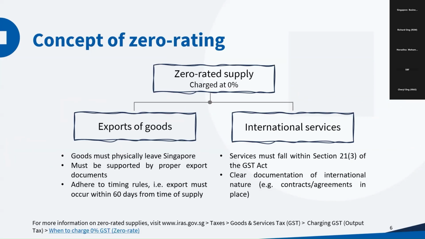For international services to be zero-rated, the services must fall within Section 21(3) of the GST Act. You also need to have clear documentation, such as contracts and agreements, to show the international nature of the services. It is important to note that just because you are dealing with an overseas customer, it doesn't mean that you can definitely zero-rate your supply. You must ensure that all the conditions are met before applying zero rating.